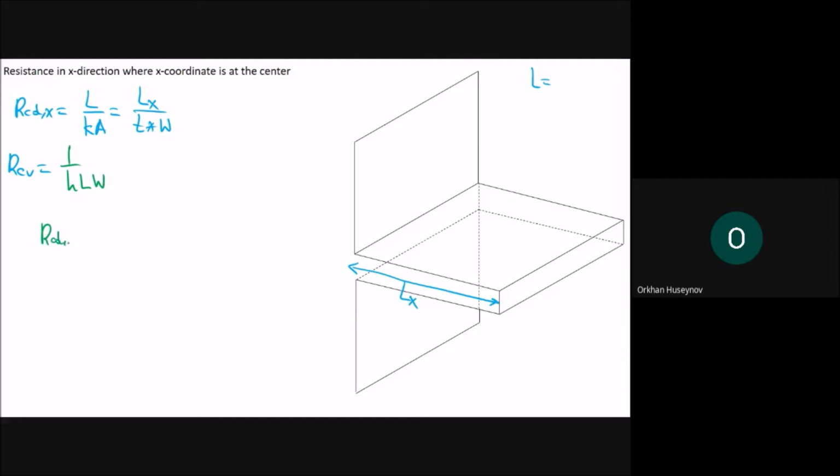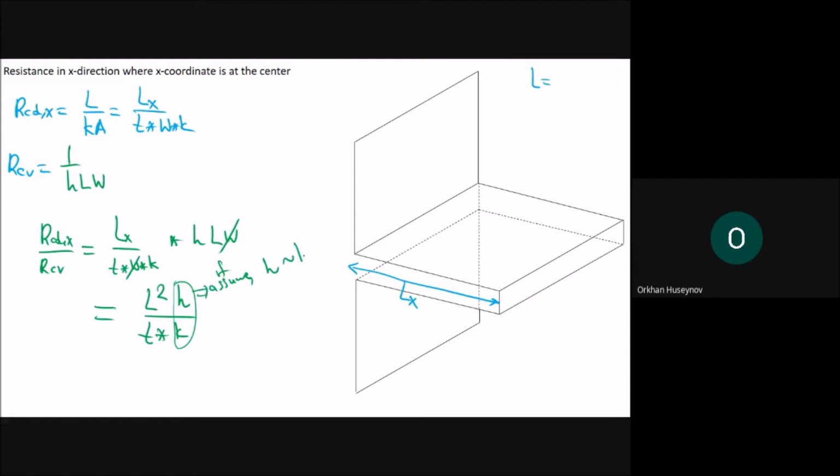So if I compare the RCD X by RCV, it will be equal to L in x direction, t, and w, and also there is k here, multiplied with k and divided by h, l, and w. And the w cancels out, and you can see that l squared multiplied with h and divided by t and k. So you can notice that, for example, if h is in the order of k, then h by k is in the order of 1. So this one is 1. Okay, for the extreme case.